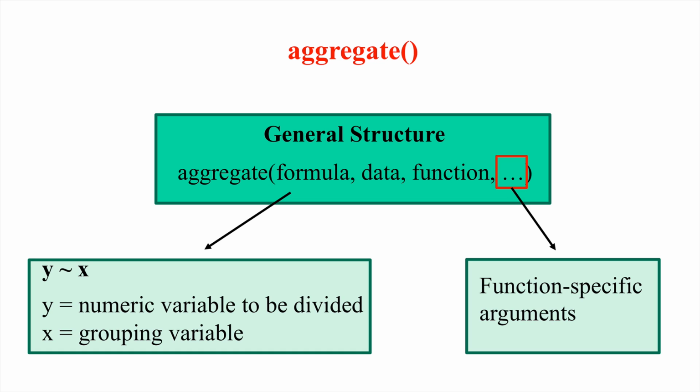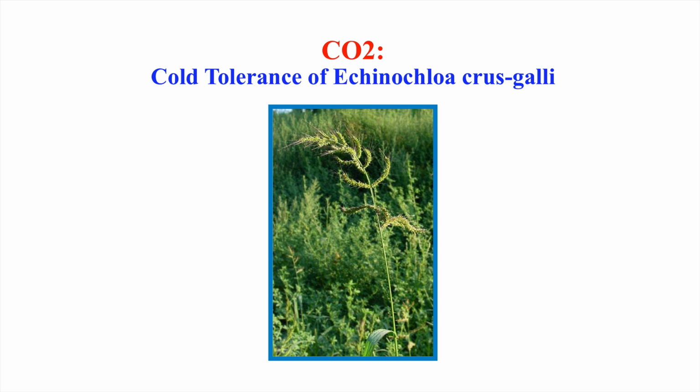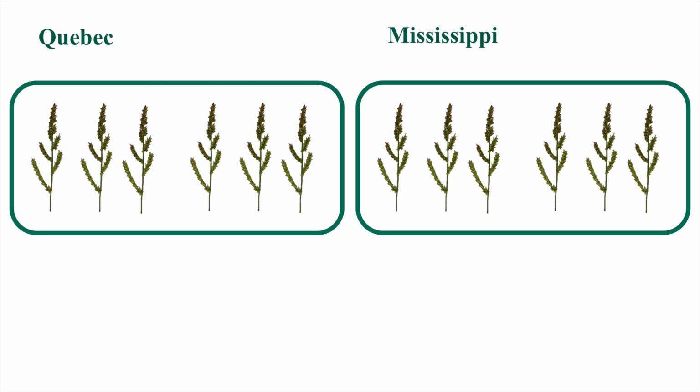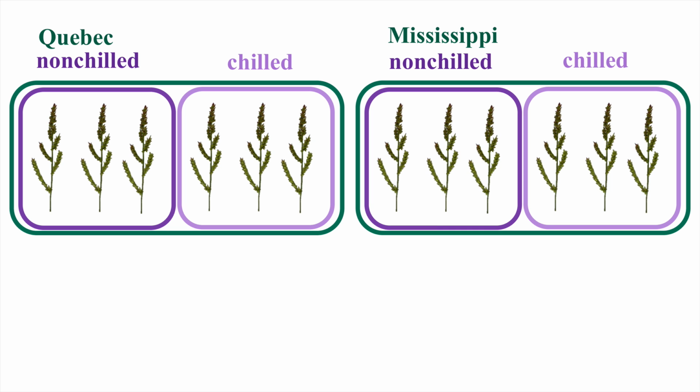So to demonstrate how aggregate works, we will use a data set that is built into R called CO2. These data were obtained from an experiment investigating the cold tolerance of this grass species here, whose name I'm not going to try to pronounce, but there it is pictured here. 12 individual plants are included in this small data set, 6 from Quebec and 6 from Mississippi. And at each location, 3 of the 6 plants were assigned to a control group, the non-chilled group, and the other 3 were subjected to daytime cooling.